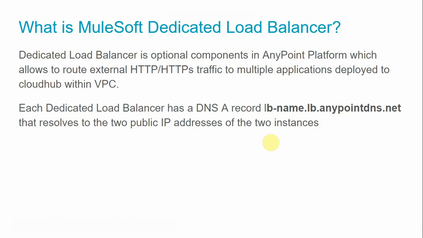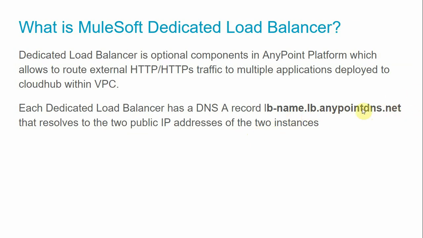Apart from that, each dedicated load balancer has a DNS record, that is LB name, the load balancer name, .lb.anypointdns.net, that resolves to the two public IP addresses of the two instances. So basically, when we create a dedicated load balancer, it's recommended to select two workers. It means it will give two public IP addresses, so this particular DNS will resolve to two public IP addresses.